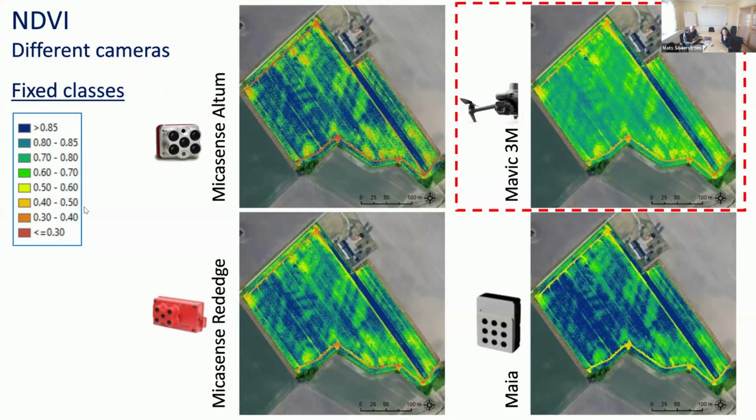If we instead change to fixed classes and not the relative classes, then we can see some differences. The Altum and the Red Edge are still very similar. They give the same values. This camera, the Mavic 3M, is a bit lower, and the Maya camera is slightly higher than this. So there are some differences when we use the drones and we use the approach that is suggested by the manufacturer to calibrate.